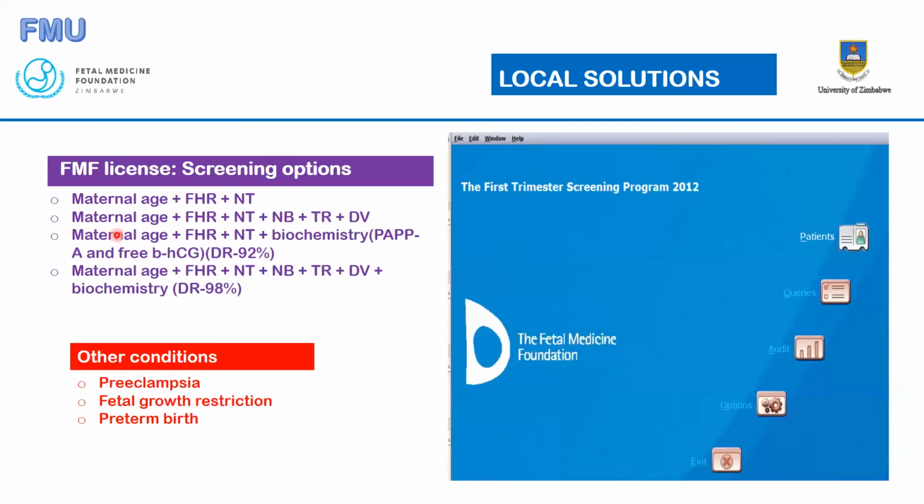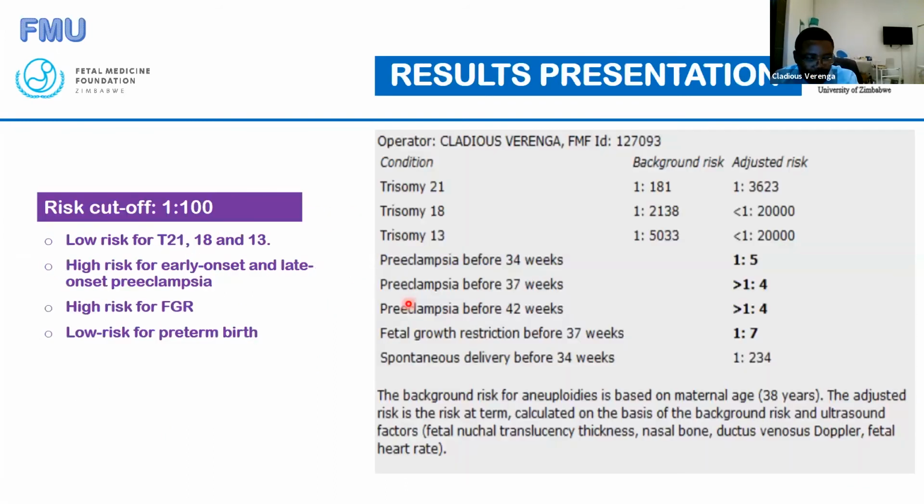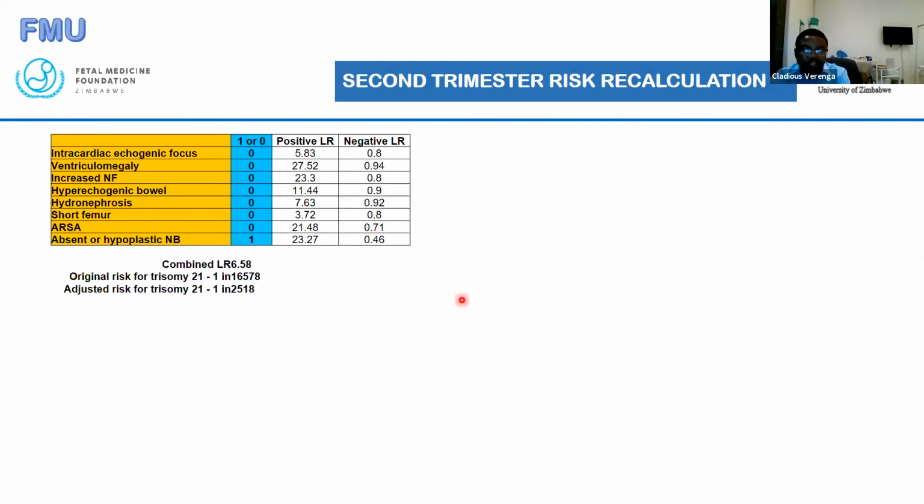So this therefore means that you can calculate the risk for Down syndrome using these parameters. And also you can include the biochemistry. Once the lab is done, you can calculate your own risk using the biochemical markers from the lab. I'm just rushing because my time is up today.